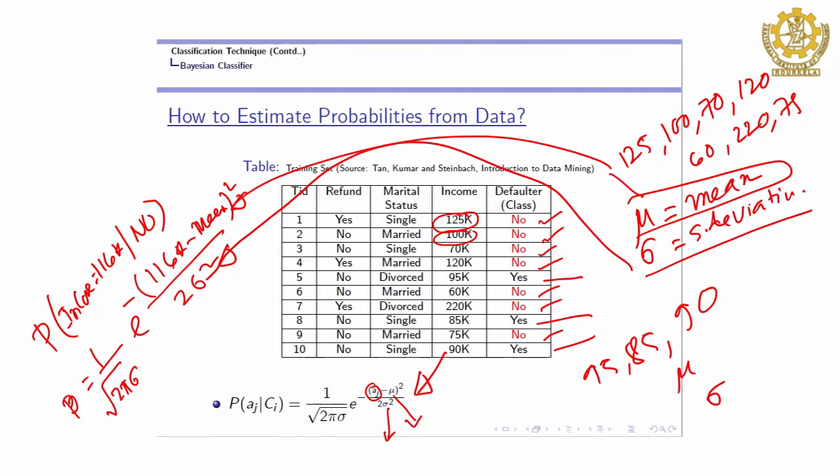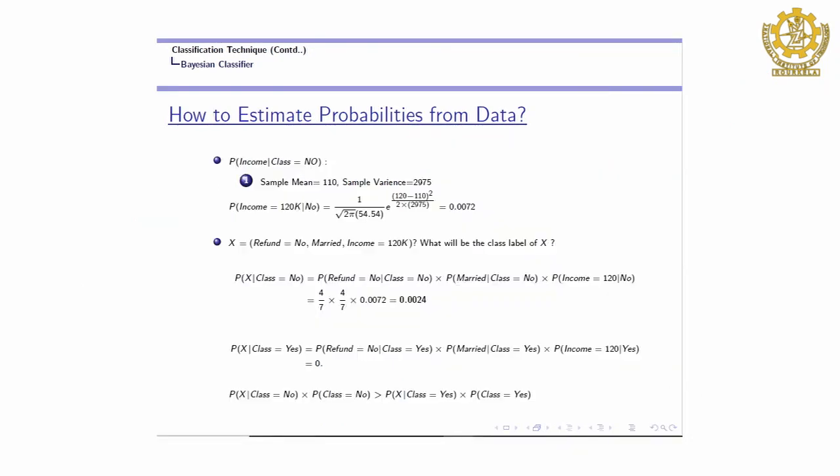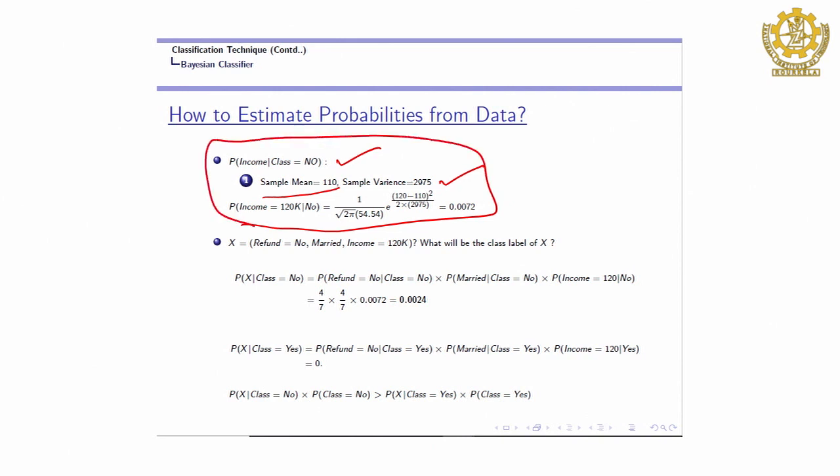Similarly, you do the same for class yes. One more slide to explain the same thing. How to compute the probability of income given class no: you compute the sample mean, which will be 110, and then the sample variance, and then you compute this value and you will get it.